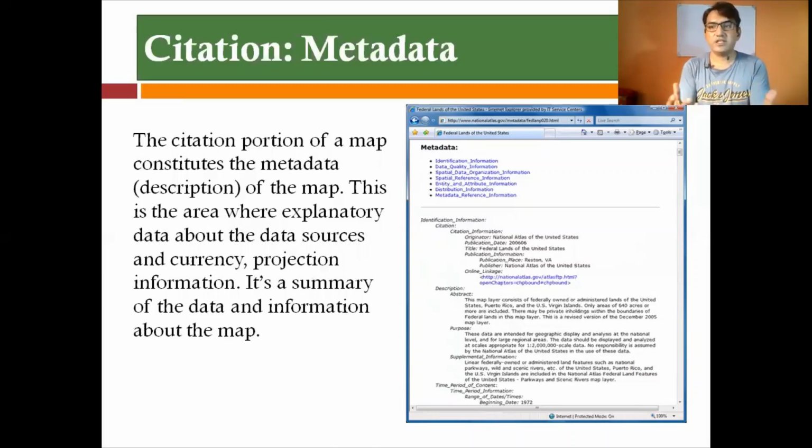Whatever maps you are making, whatever projection you have used, or the source of data, if you say I have got this data from that institute or from that country or from that source, you need to give the name of that institute. So metadata is important.